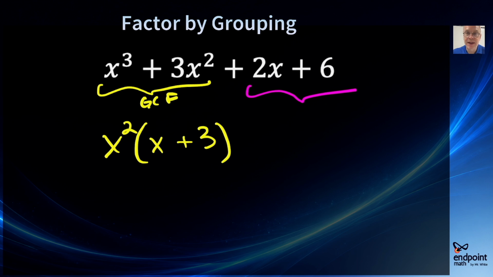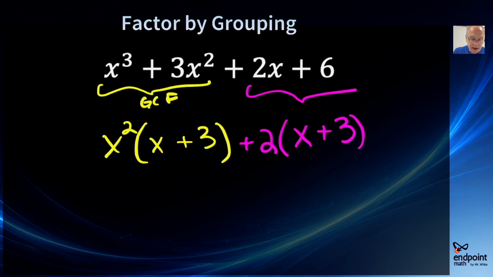What do these guys have in common? They're both divisible by 2. So I'm going to factor out a positive 2, and that leaves behind x plus 3. Oh my goodness. It has a common number there.